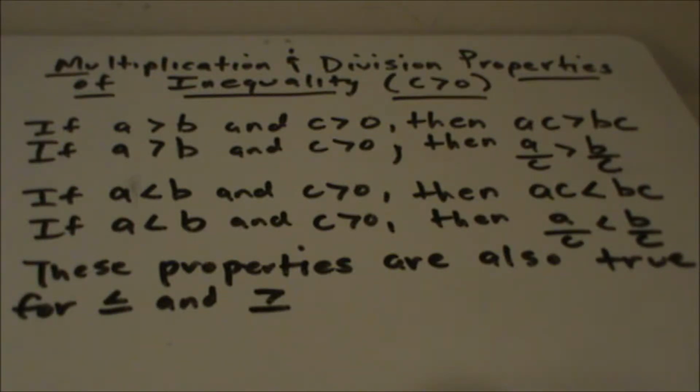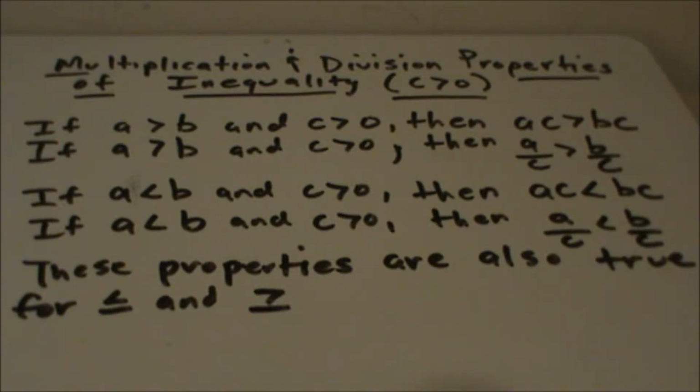This is another math course video to help students solve inequalities. This session involves the multiplication and division properties of inequality where C is greater than 0. What you see right now are four rules for inequalities when multiplying and dividing. I will show you some examples and explain the meaning of C greater than 0 through the examples. So let's get started.